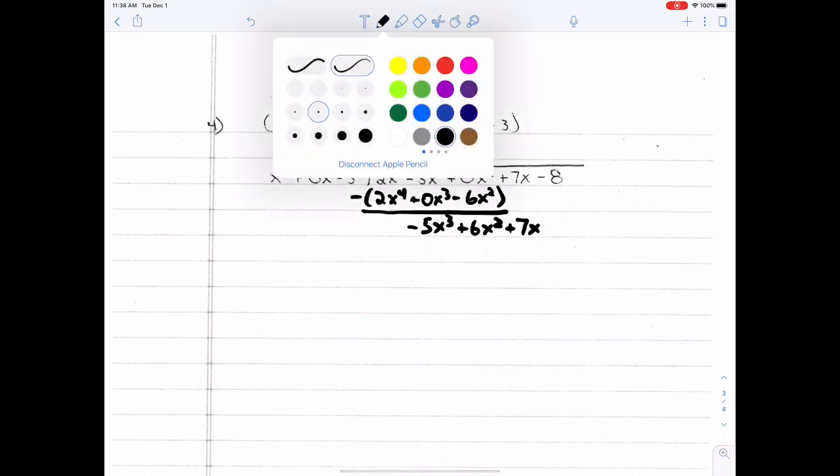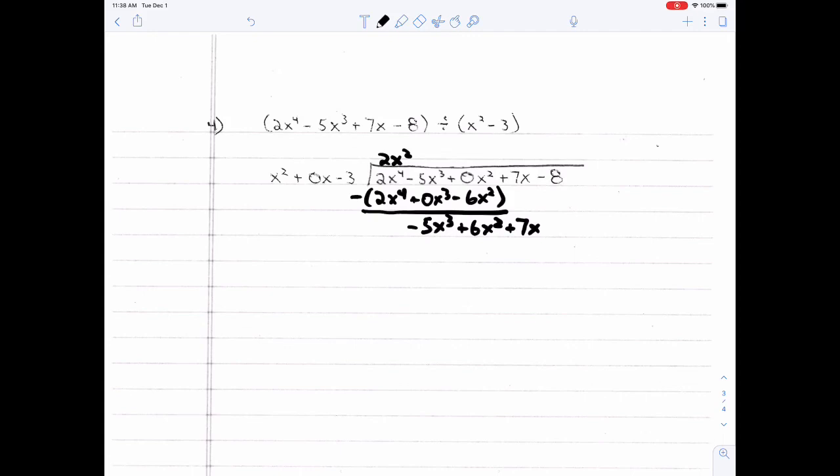And so what times x squared gives us negative 5x cubed? It's negative 5x. And then we'll multiply that by the entire divisor. So we have negative 5x cubed plus, not negative 5x squared, but 0x squared. And then negative 5x times minus 3 is plus 15x. And we'll subtract that entire quantity.